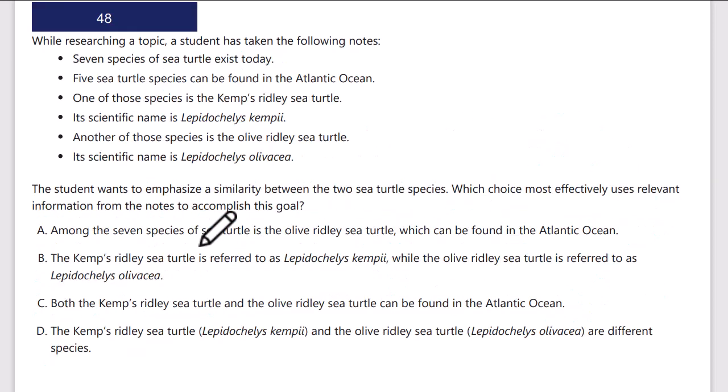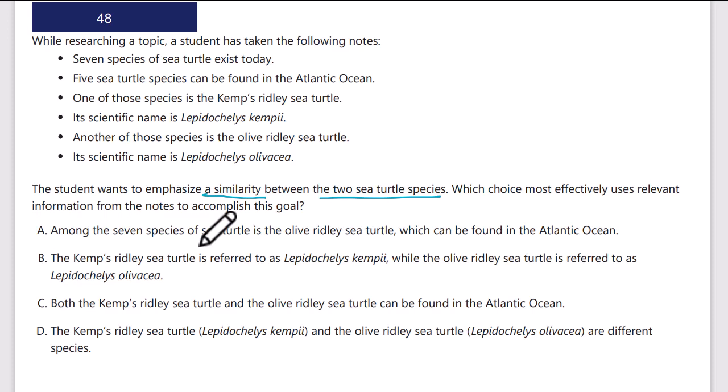The student wants to emphasize a similarity between the two sea turtles. Okay. 7 species of sea turtle exist today. I didn't know that. 5 sea turtle species can be found in the Atlantic Ocean. One of those species is the Kemp's Ridley sea turtle. Its scientific name is such and such, Kempi. Another of these species is the olive Ridley sea turtle. Its scientific name is Olivacea.